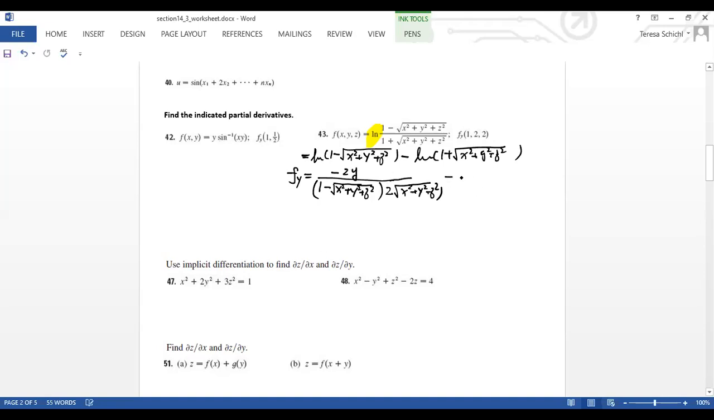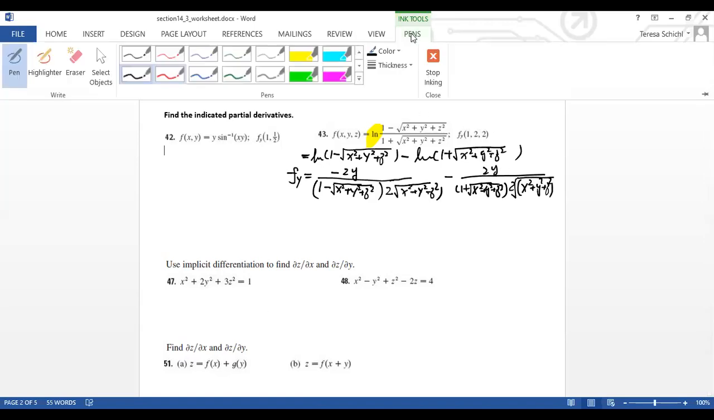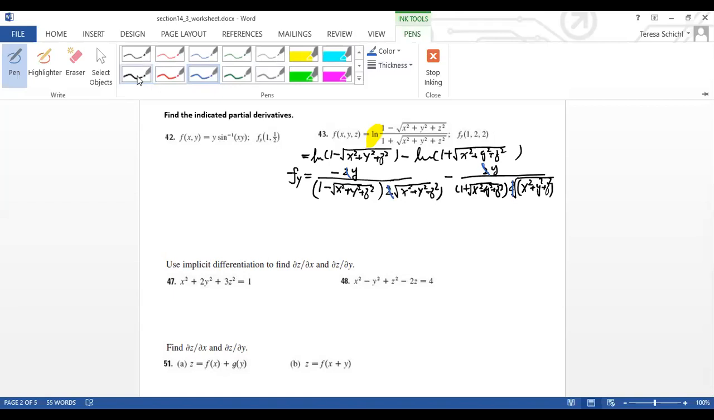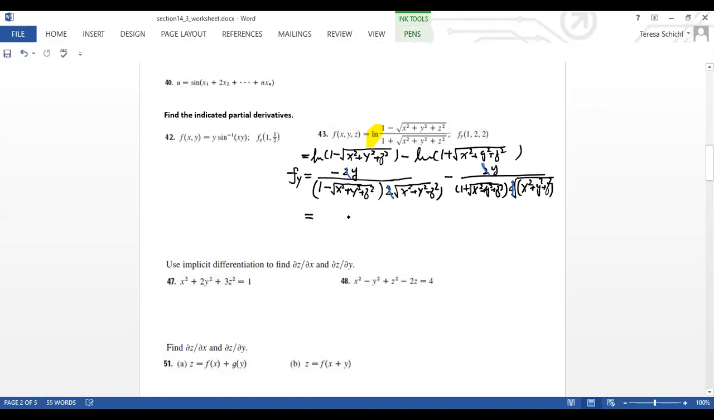It is the same way here. You take the natural log, everything in the denominator, then you apply the chain rule. The square root of this will be 1/2, then here this is the square root of x squared plus y squared plus z squared. And then the chain rule gives 2y here. Then you can cancel the 2 and make it a little bit easier. And then you just plug the numbers 1, 2, 2 in there.